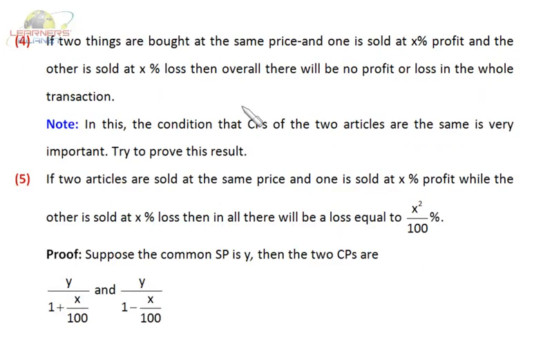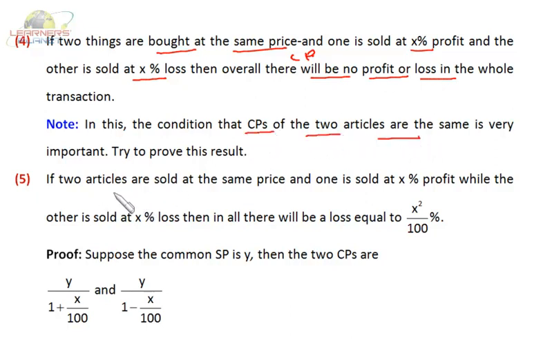We'll also be discussing some of these concepts. If two things are bought at the same price and one is sold at X% profit and the other is sold at X% loss, then overall there will be no profit or loss in the whole transaction. In this case, the buying price or CP is the same. If CP of two articles is the same, that means if two articles are bought at the same price and one is sold at X% profit and the other is sold at X% loss, then overall there will be no profit or loss. Okay, CP should be the same.